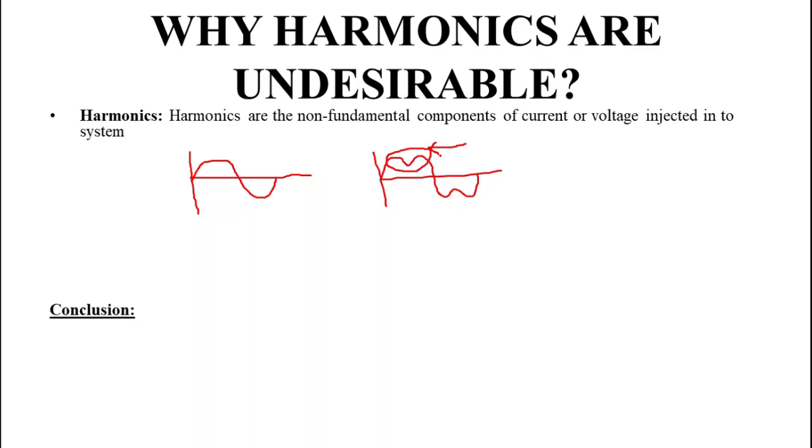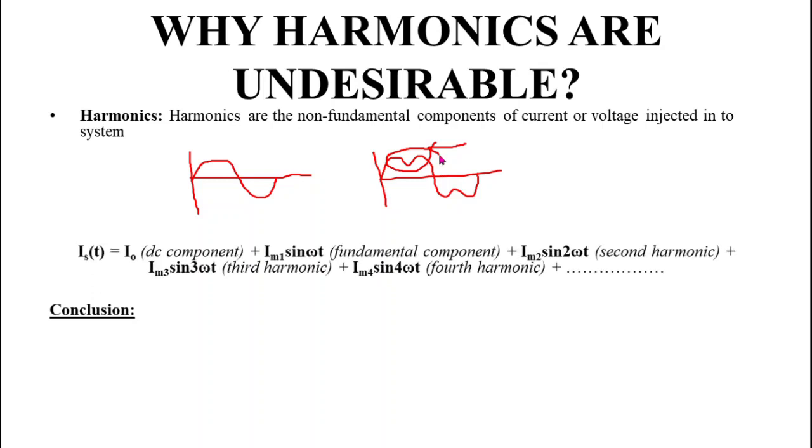Now, this distorted sine wave can be represented as a sum of DC component, fundamental component, and higher order harmonics. This analysis is performed by Fourier series. Suppose i(ωt) is a non-sinusoidal current waveform. It can be represented as a sum of this DC component, this fundamental component, this second harmonic component, this third harmonic component, and this fourth harmonic component, and so on.